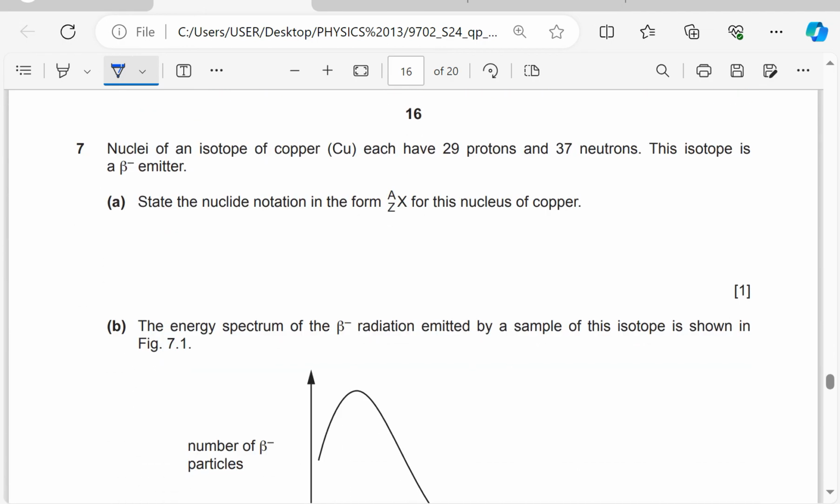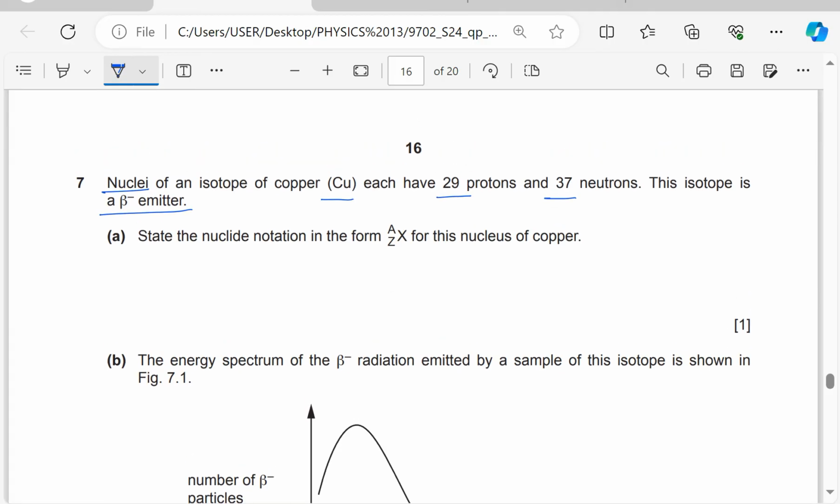Okay, I think this should be the last question because it is particle physics. Nuclei of an isotope of copper, Cu, each have 29 protons and 37 neutrons. The isotope is a beta minus emitter. State the nuclide notation in the form of A X Z for this nucleus of copper. Remember, A is the nucleon number, which is the number of protons, 29, plus the number of neutrons, 37. I think this is 66.